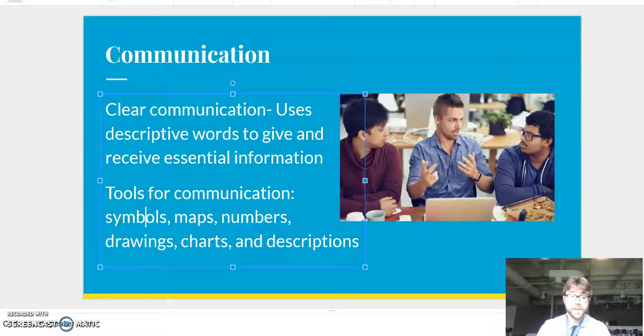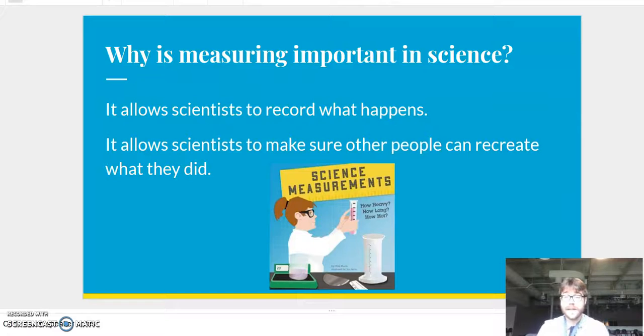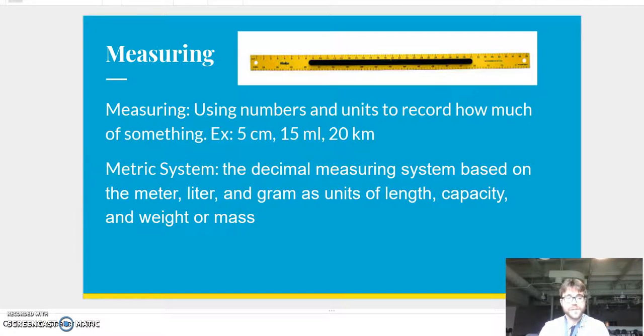Now, another important thing that we have in science that maybe some of us take for granted is measuring. Measuring is very important. It allows scientists to record what happens. It allows scientists to recreate what other scientists have done. If we didn't measure, we wouldn't be able to recreate these great experiments that we do in class, right? And when we do measure, we're using the metric system. The metric system is a decimal measuring system. And we're using units like meters, liters, and grams when we're measuring with the metric system.